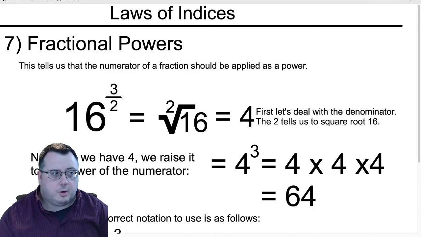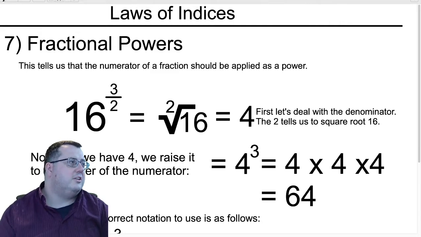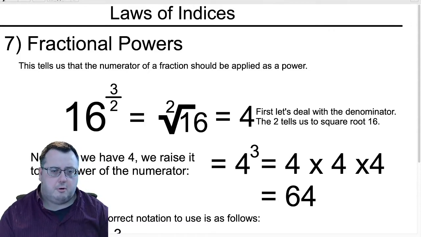Right, welcome back everyone. We're going to continue with our lesson on fractional powers, and this time we're going to deal with numerators in the fractional power. So we start in exactly the same way as we did with the sixth law. The denominator tells us which root to take. So in this example, 16 square rooted will give us 4. And then the numerator, which is a 3, tells us we raise the 4 to a power 3, and 4 cubed is 4 times 4 times 4, which gives us 64.